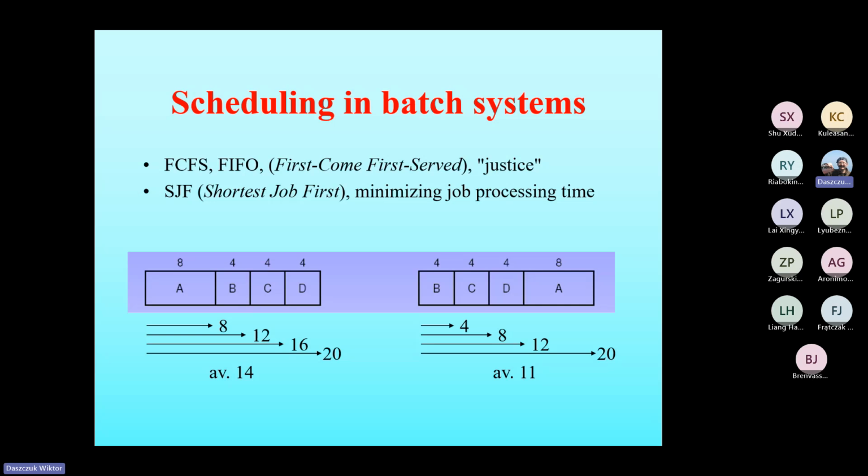If we have many processors, of course, we allocate here, for example, B to the first processor, C to the second, assuming that we have 2 processors, and they run. If B finishes, we take D. If C finishes, we take A. We always take the new shortest job if the previous job finished on this processor.